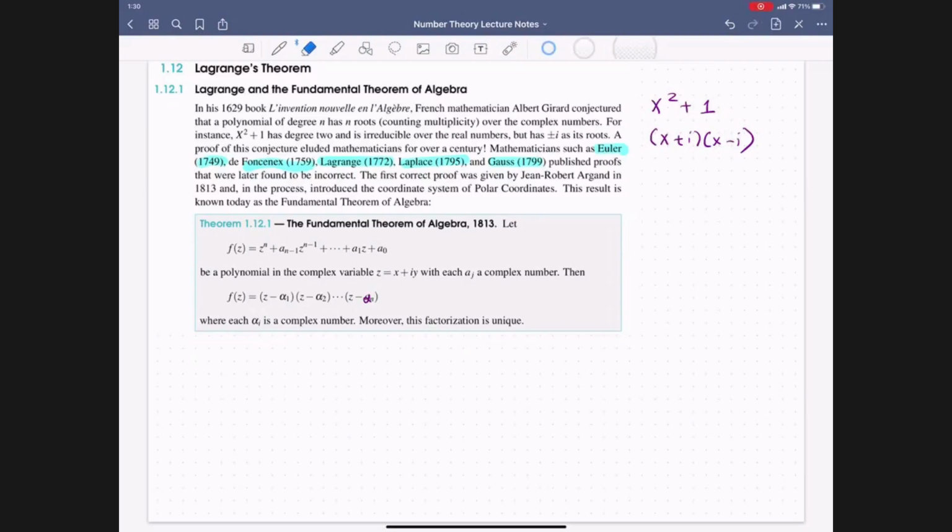And so this is the analog of the fundamental theorem of arithmetic. Fundamental theorem of arithmetic: every integer has a unique prime factorization, but up to a negative sign because we could have a negative number, but we have a unique prime factorization. Similarly, if we're looking at a polynomial, we have that its factorization into these linear terms is also unique.